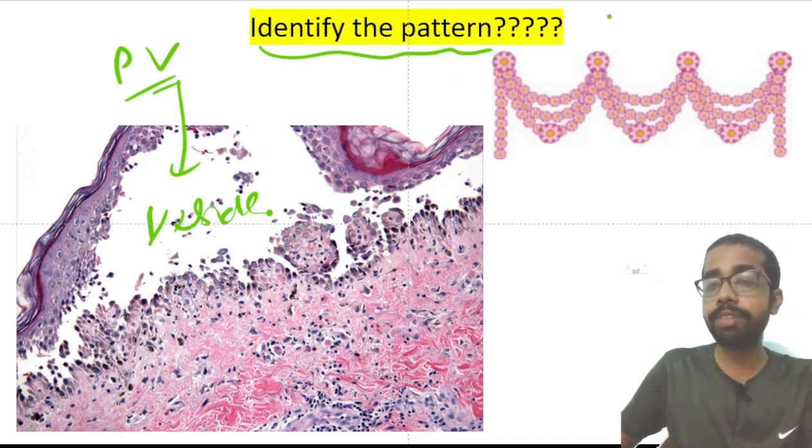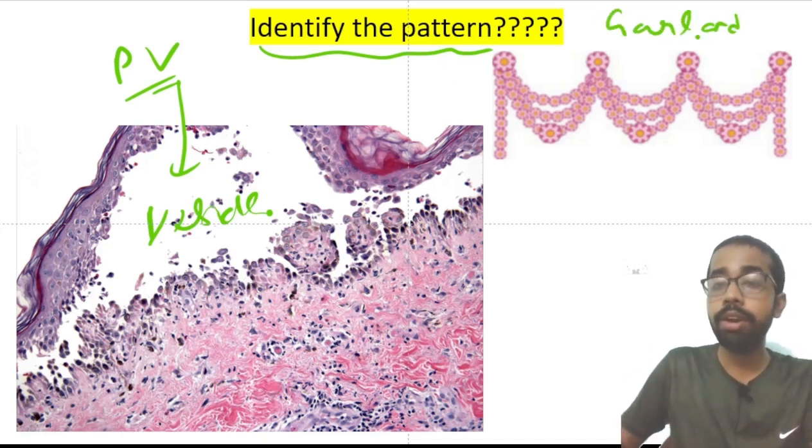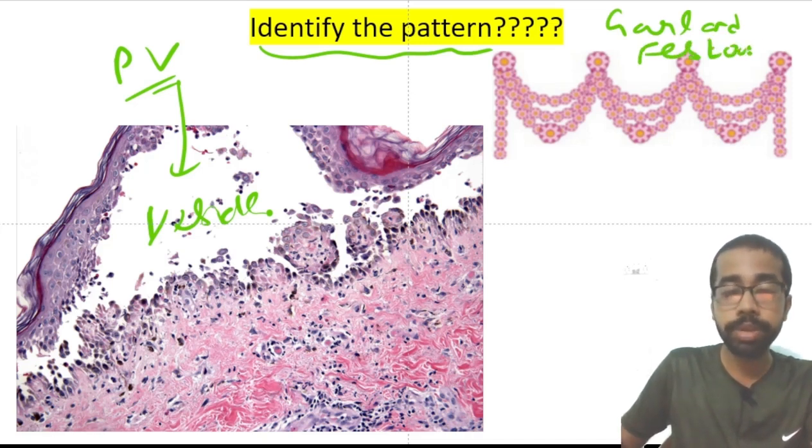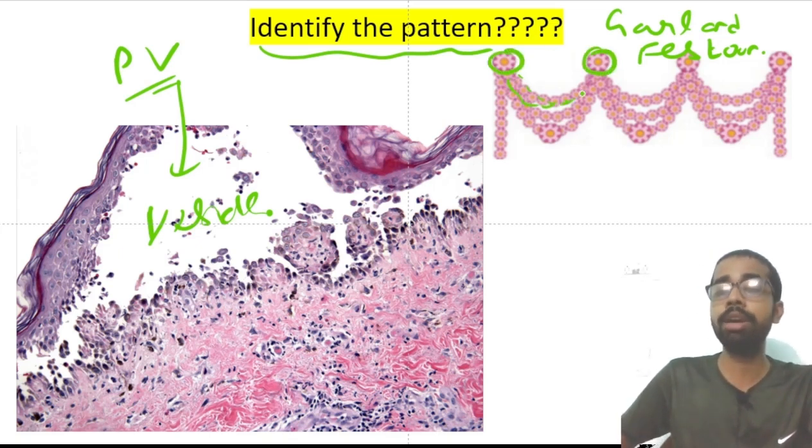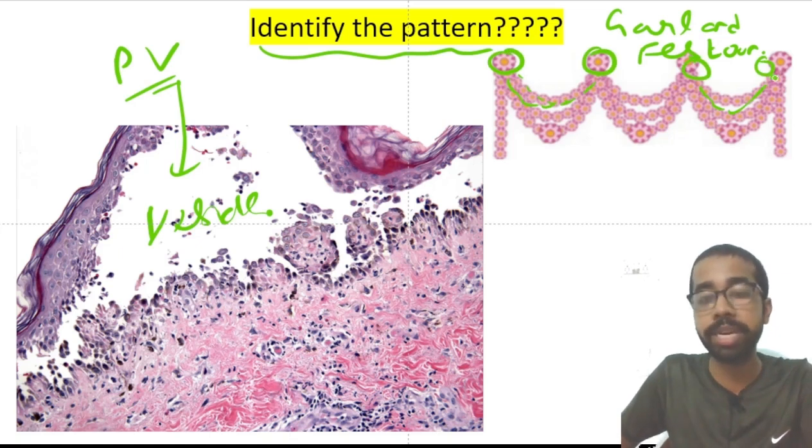But the pattern is referred to as garland type of pattern or festoon type of pattern. See, festoon pattern. What is this festoon pattern? Here it's like an ornament which is suspended in between these two points. Two points are there and the ornament is suspended. Like it's representing this picture.